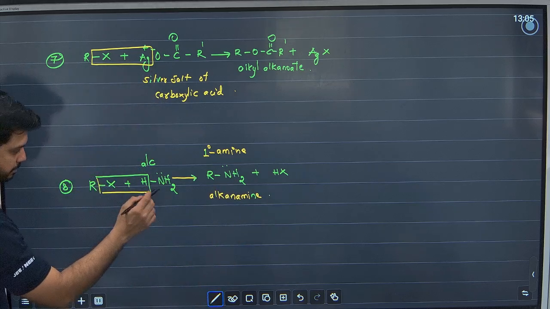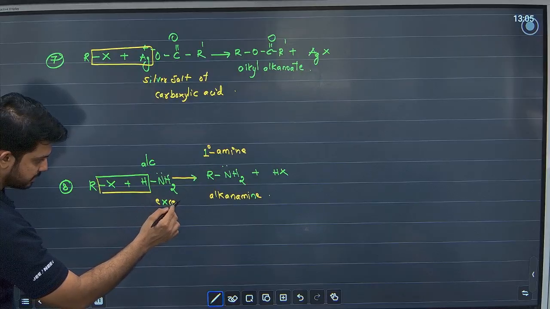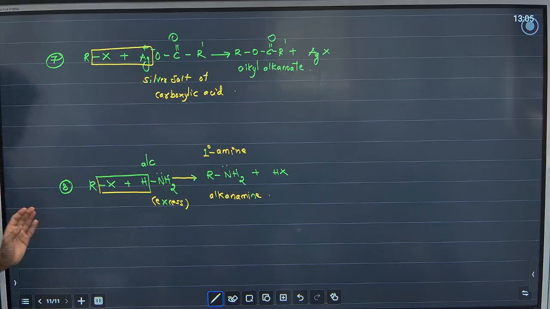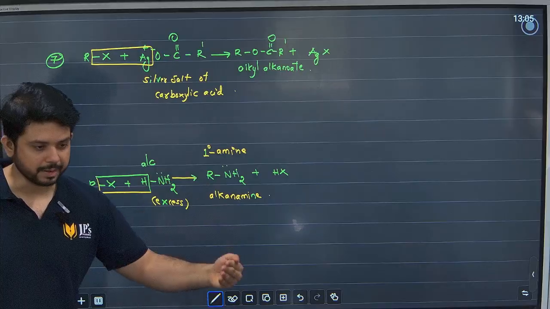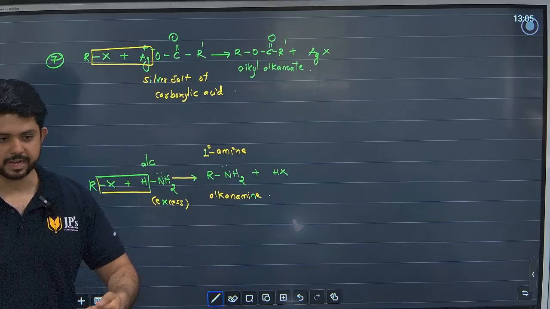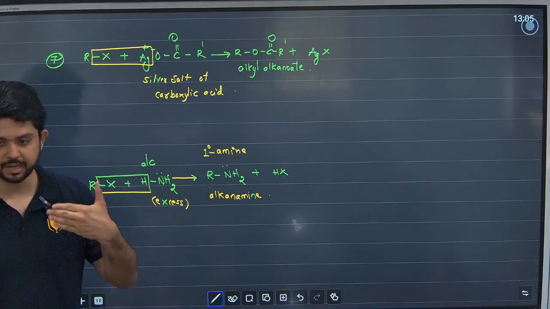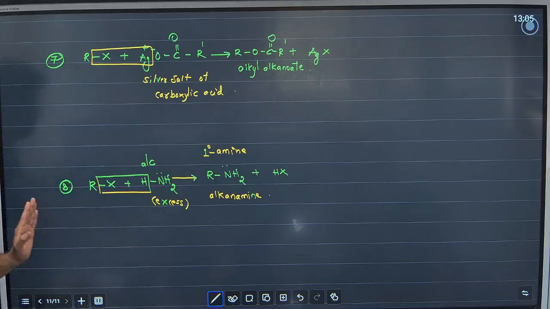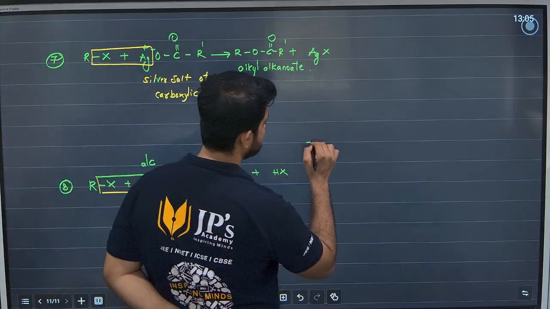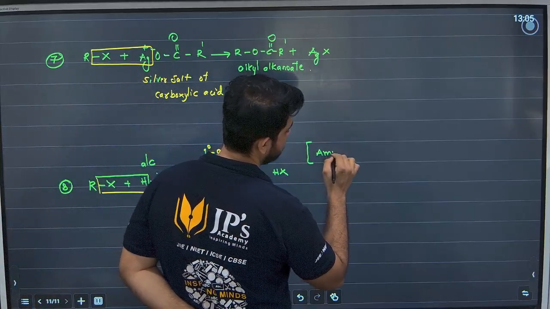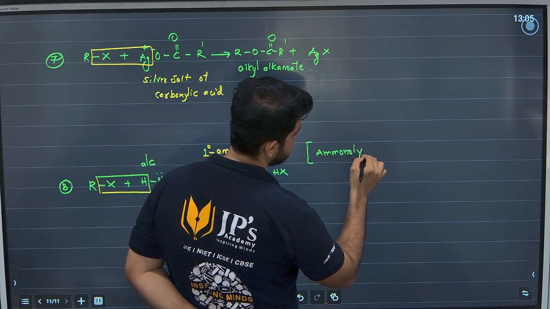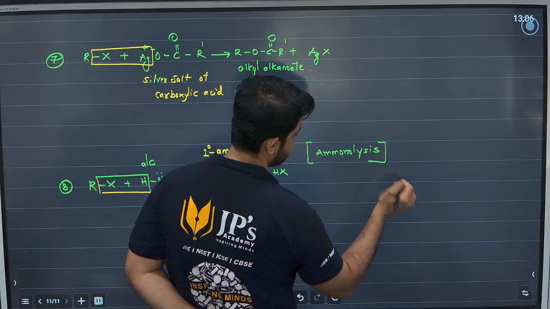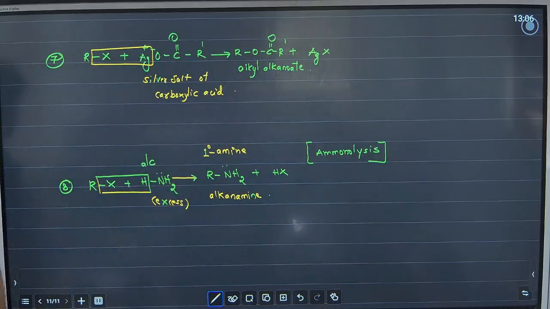For this to happen, we take ammonia in excess. If you take the alkyl halide in excess, the reaction will continue. From primary amine, you will get a secondary amine. Secondary से बनेगा tertiary, tertiary से बनेगा quaternary ammonium salt. We will do that in amines वाले chapter में. बस reaction का नाम यहाँ पे याद रखना. That reaction will be called as ammonolysis. हाँ, hydrogen halide.